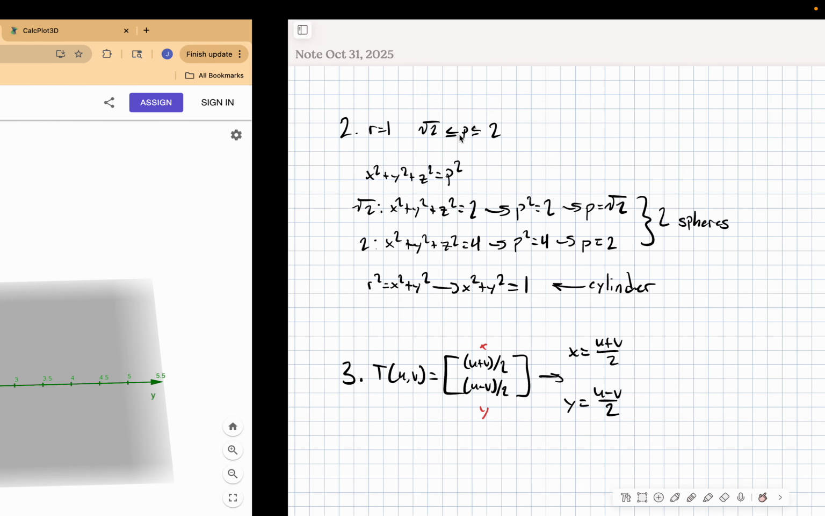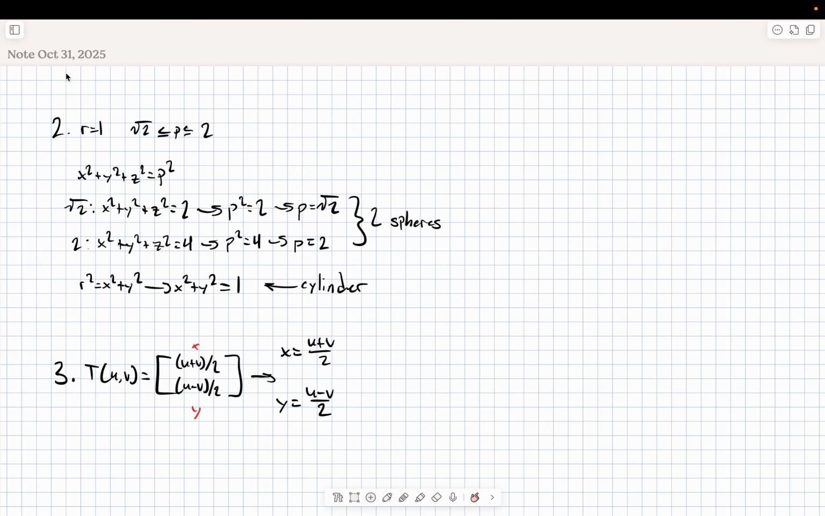For our second problem, I'll go ahead and show the math for that. We're tasked with graphing the region between these two spheres, rho equals square root of 2 and rho equals 2, and the cylinder r equals 1. For the two spheres, we're going to use the equation x squared plus y squared plus z squared is equal to rho squared. And we're just going to go ahead and plug those into our two different values.